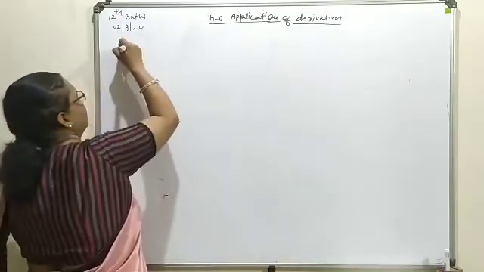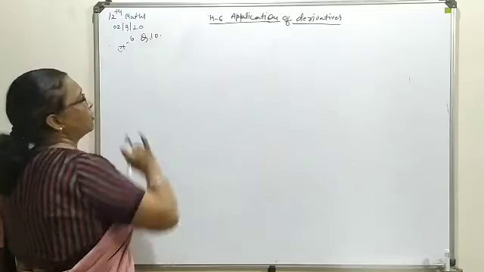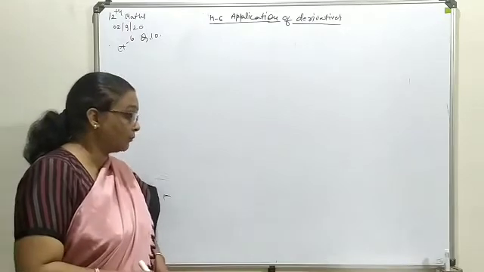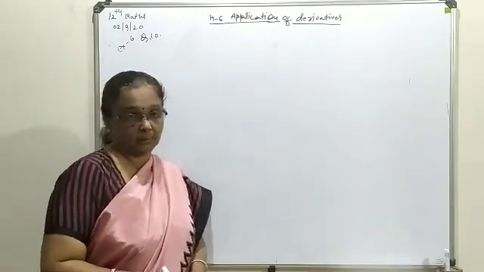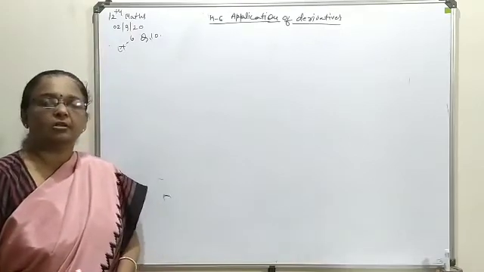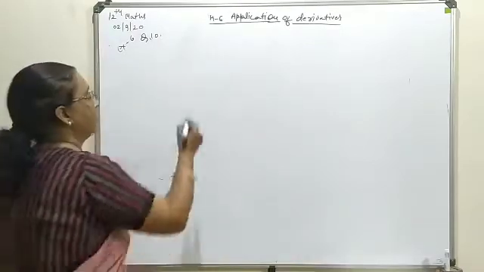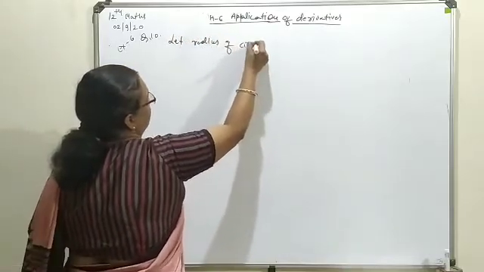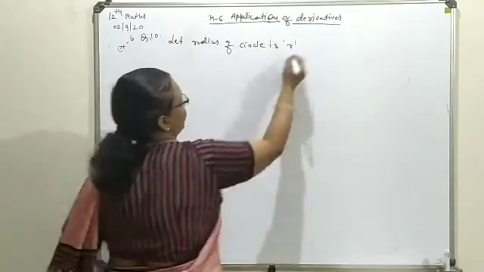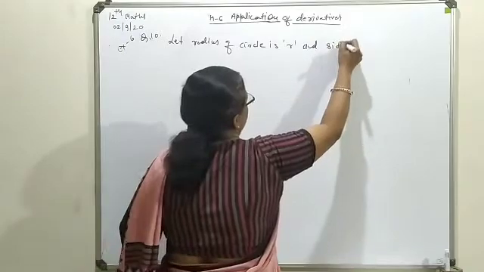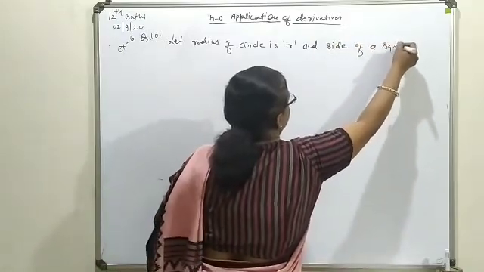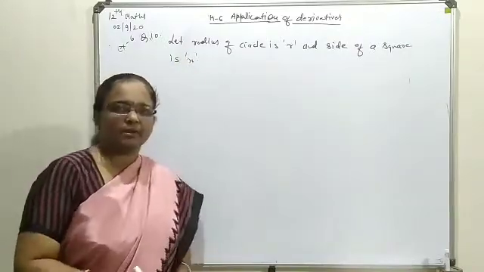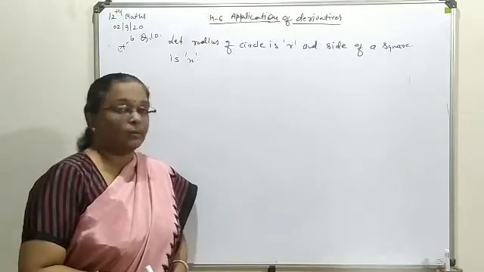Now in the 10th question, first of all we think about the availability of the information. That is, the sum of the perimeter of the circle and square is constant k. So first we have to assume the radius of the circle and side of the square. So let the radius of the circle be small r and the side of the square be x.